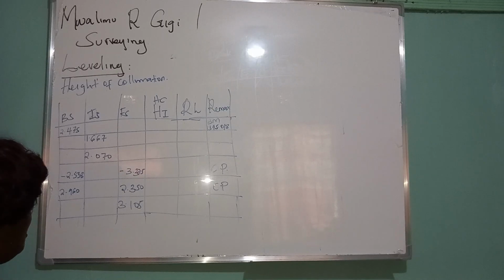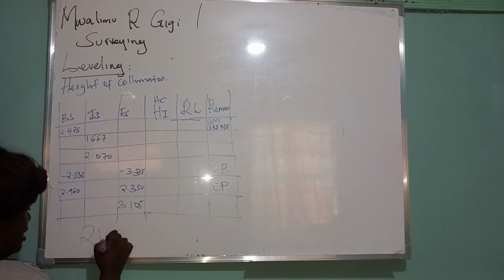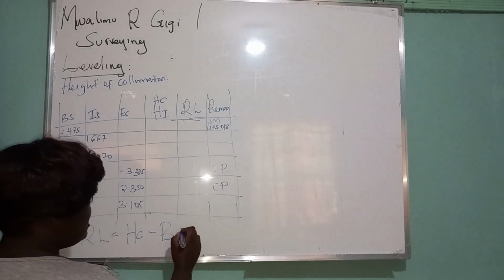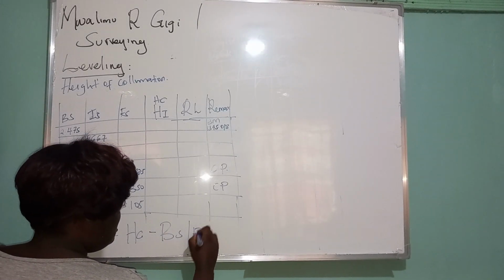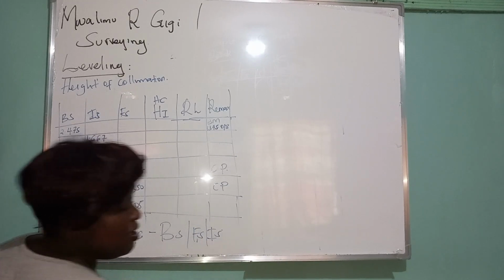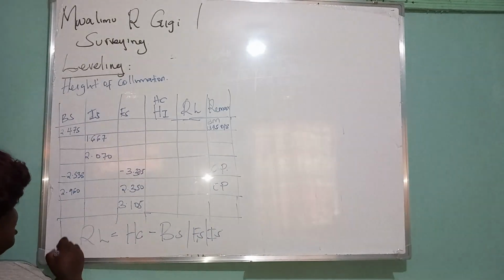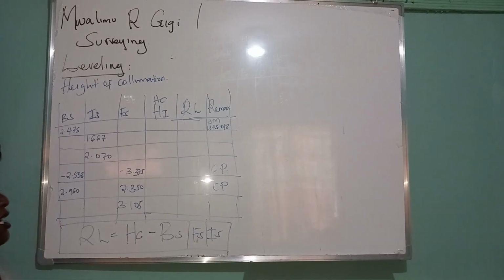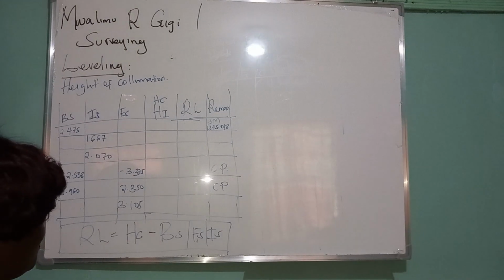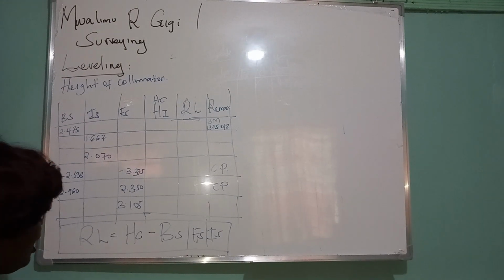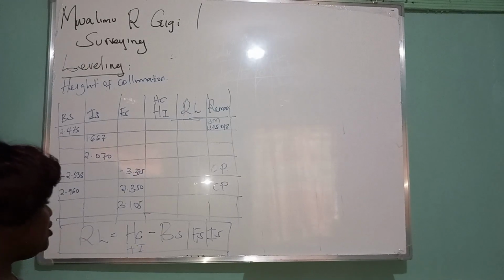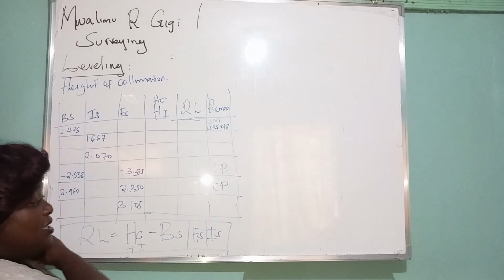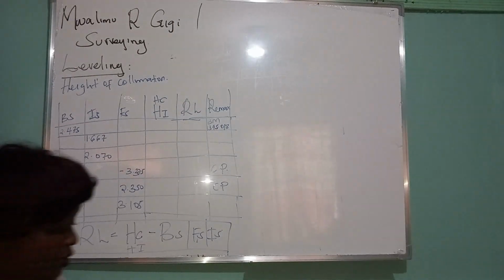What is the formula? The formula for finding reduced level is equal to height of collimation minus backside, minus foresight, minus intermediate side. So this is the formula for finding a reduced level: the height of instrument or height of collimation minus the backside, the foresight, the intermediate side.